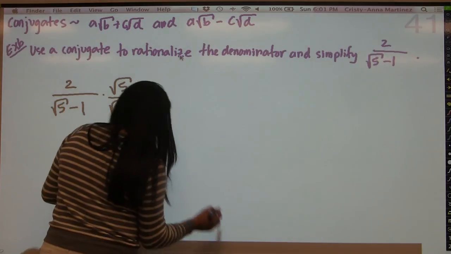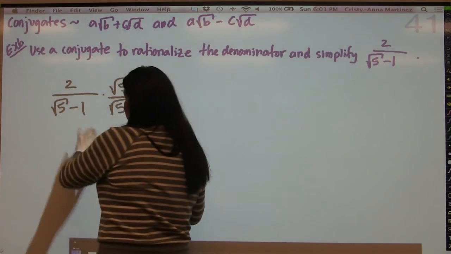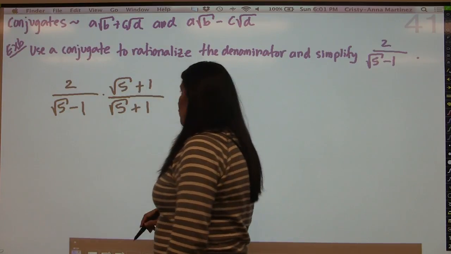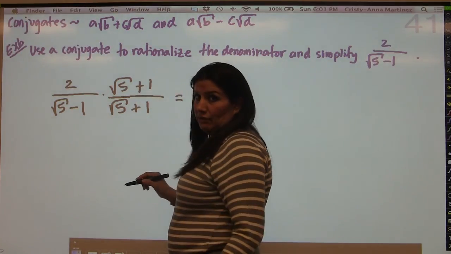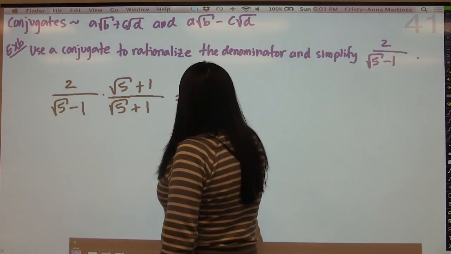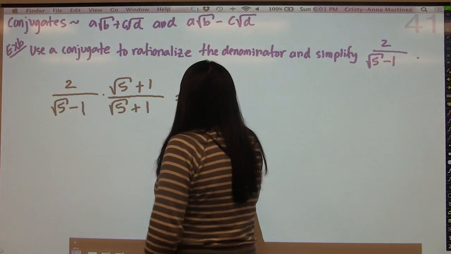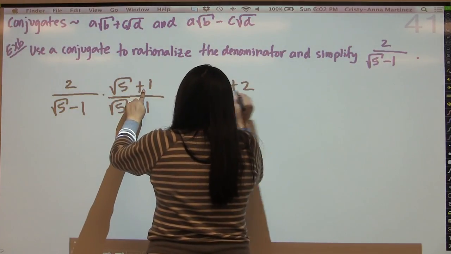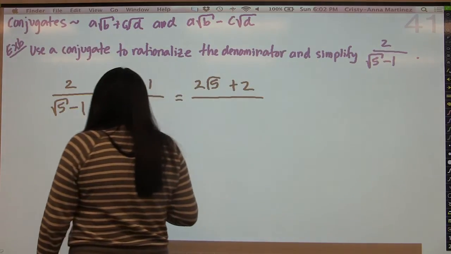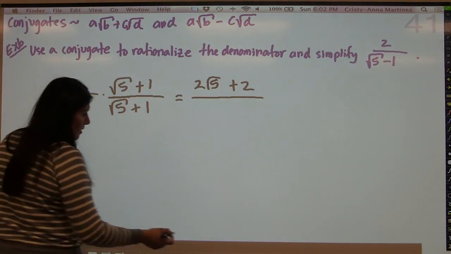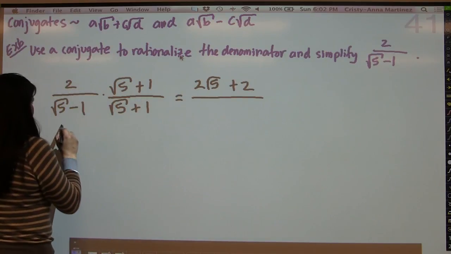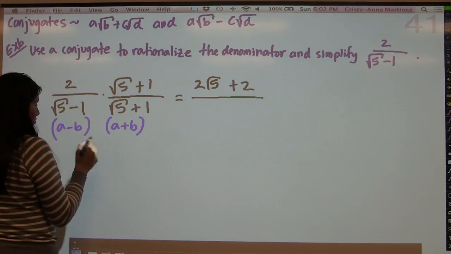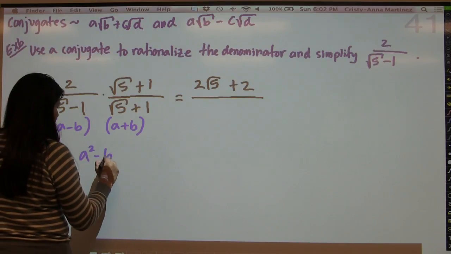You want to multiply by the conjugate of root 5 minus 1, which would be root 5 plus 1. Now if you do this, you will see right now that it will cancel. So you're going to get 2 root 5, because 2 times root 5 is 2 root 5, and then 2 times 1 is 2. So there's the top. On the bottom, we're going to do our FOIL thing. You remember from before that whenever you have a minus b and a plus b, and you FOIL this little guy, you get a squared minus b squared.